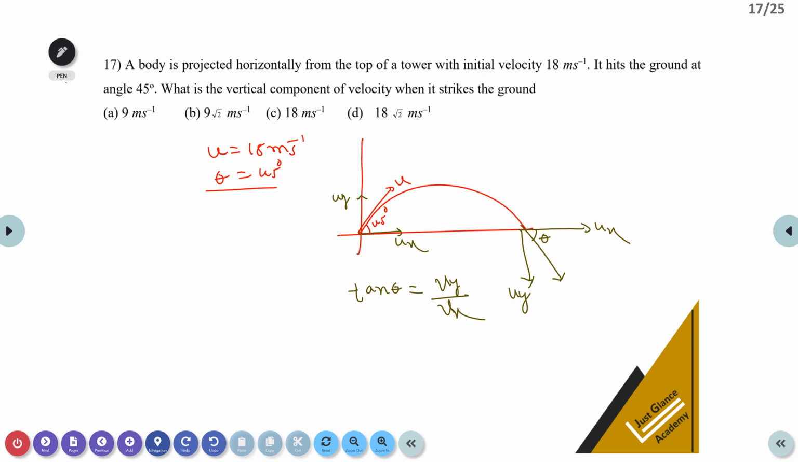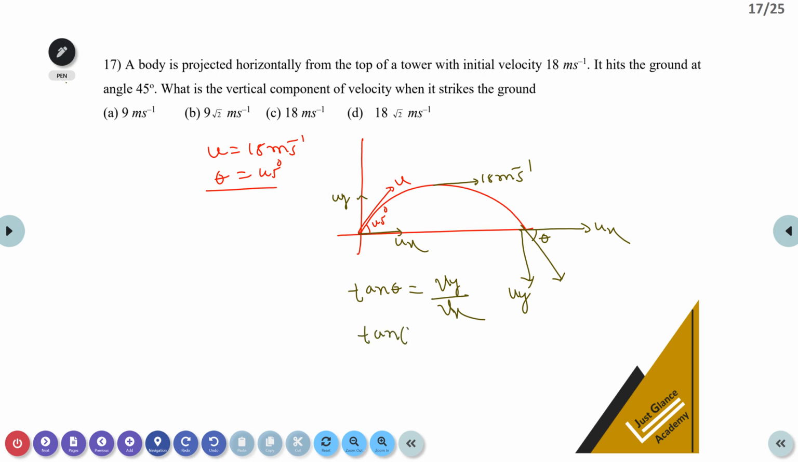But a body is projected horizontally from the top of a tower with the initial velocity of 18 meter per second. Here, the angle is 45. Can I write like this?